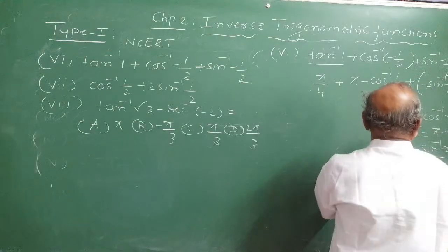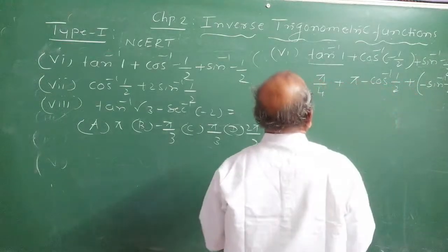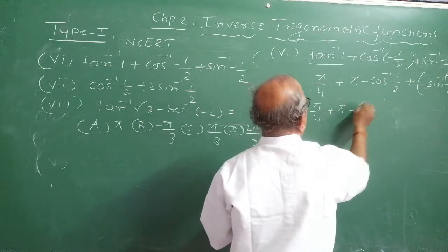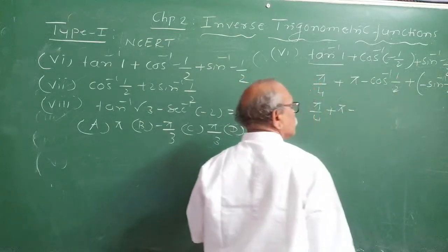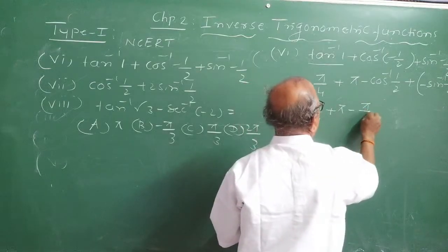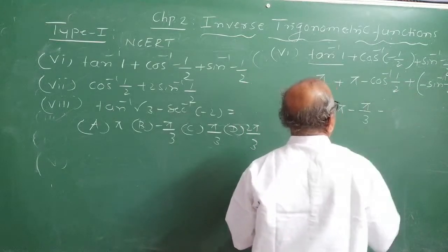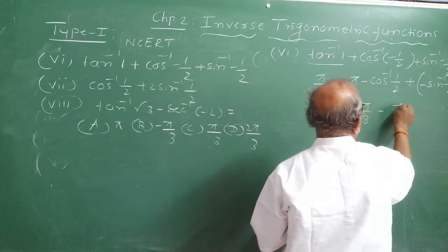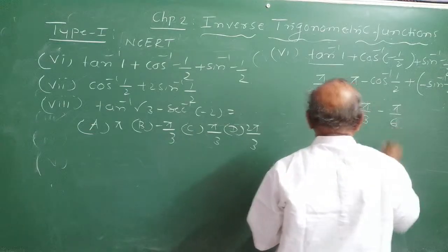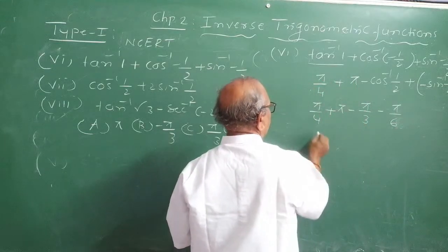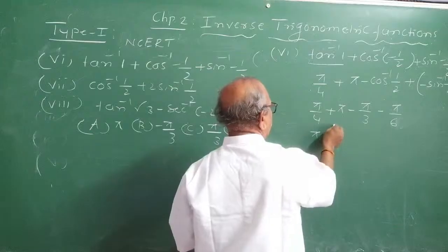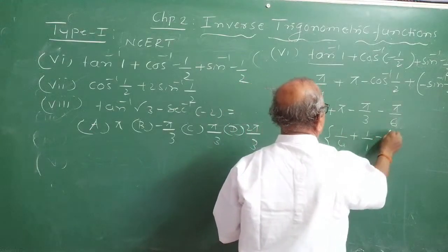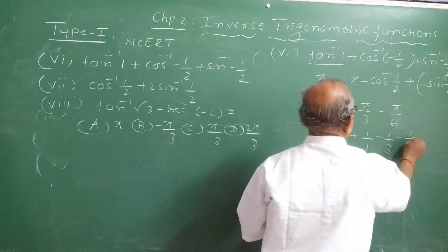Let us put the value. Pi by 4 plus pi. For what angle of the cos do you get 1 by 2? 60 degree, which is pi by 3, minus. Then minus sin inverse 1 by 2. For what angle of the sin do you get 1 by 2? 30 degree, which is pi by 6. Right? You can write now. Again take pi common. Left with 1 by 4 plus 1 by 1 minus 1 by 3 minus 1 by 6.